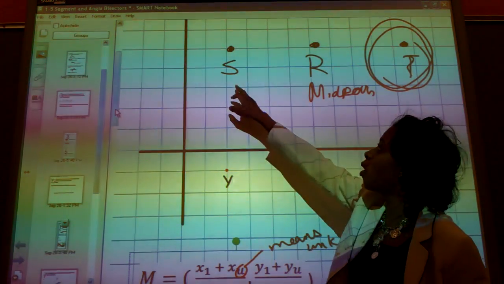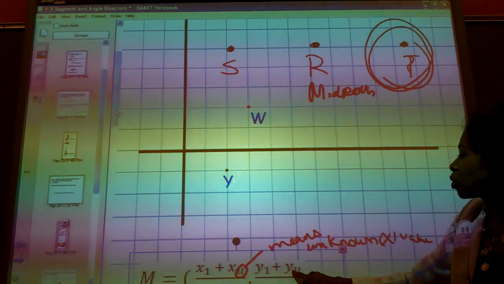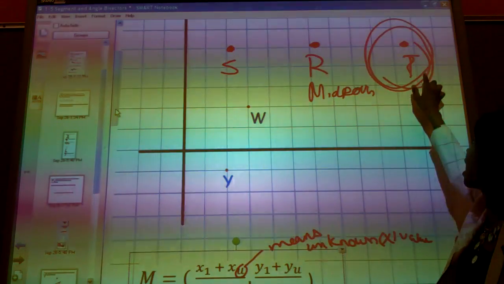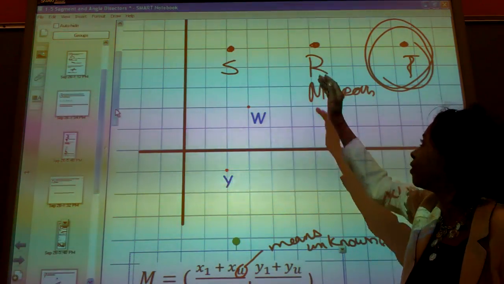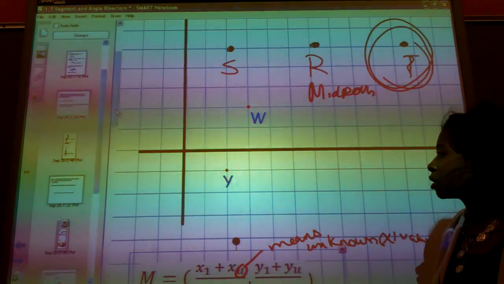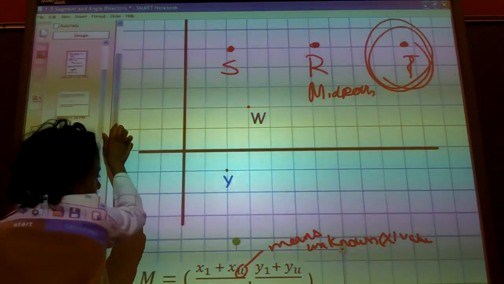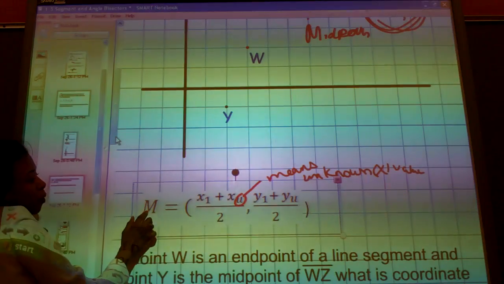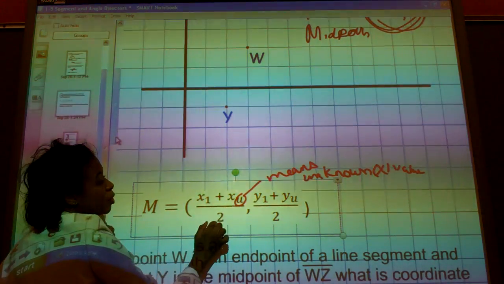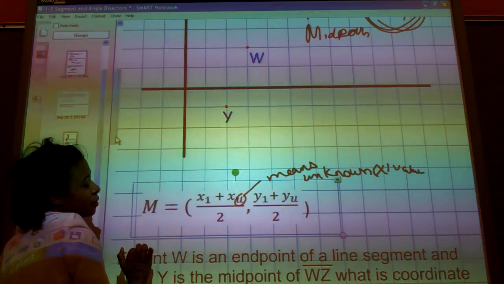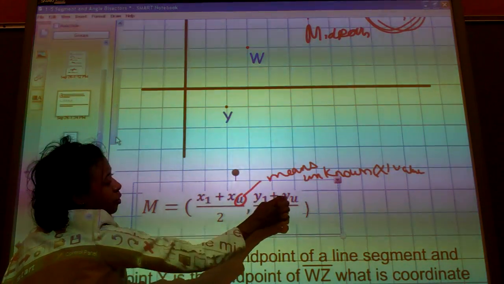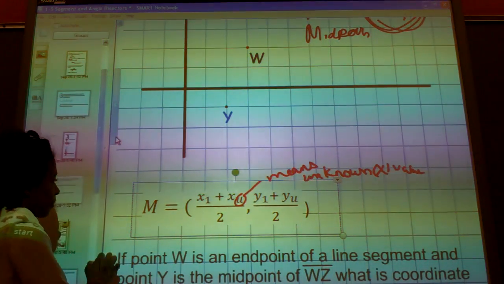And then the y sub 1 from the first endpoint plus the y sub u. I use unknown because I don't know where this other endpoint is. I only know the first endpoint and the midpoint values. And that's going to be divided in half. Okay, midpoint equals x of 1 plus x of u, unknown, I don't know what that last endpoint is, divided by 2. Y sub 1 plus y sub u in half.